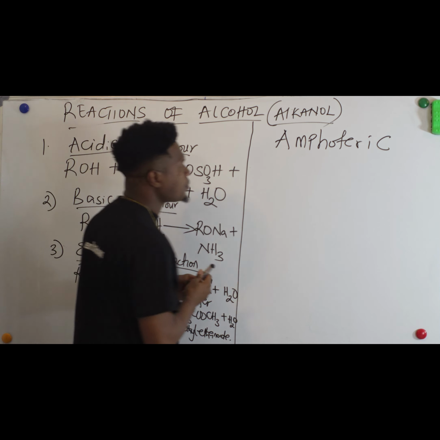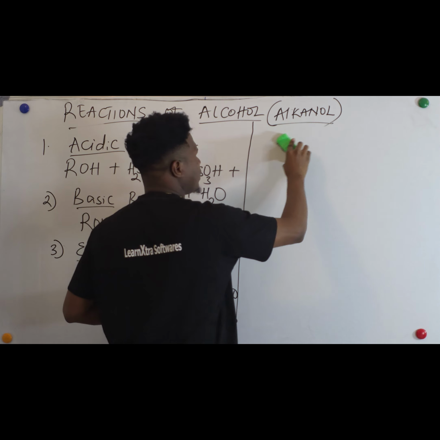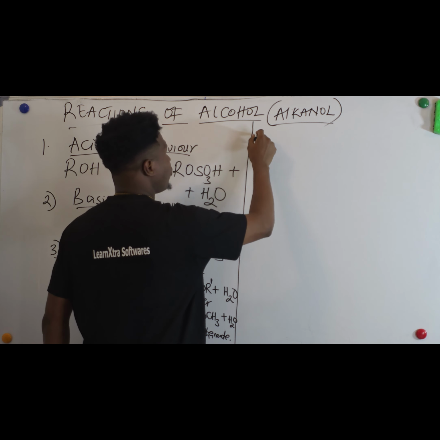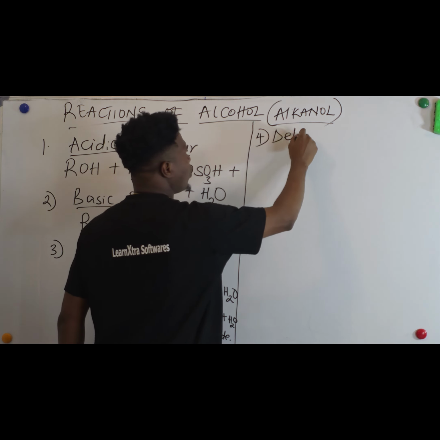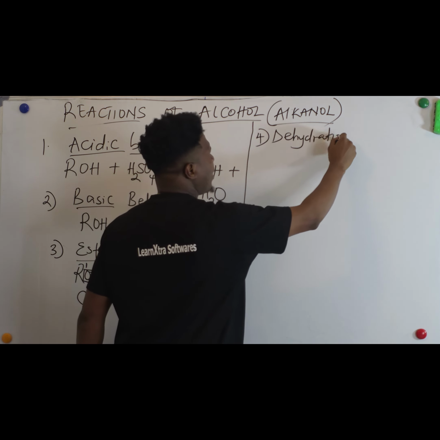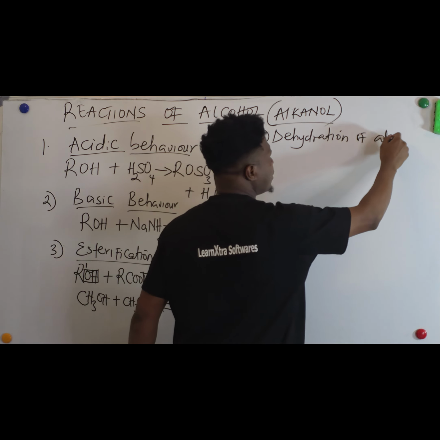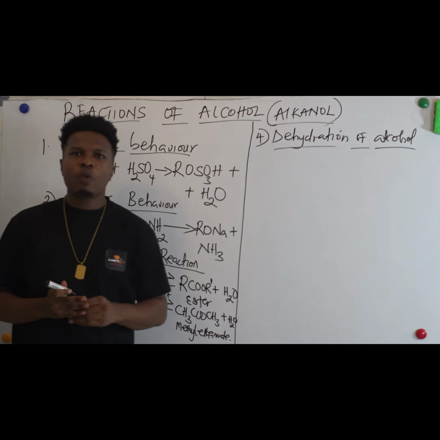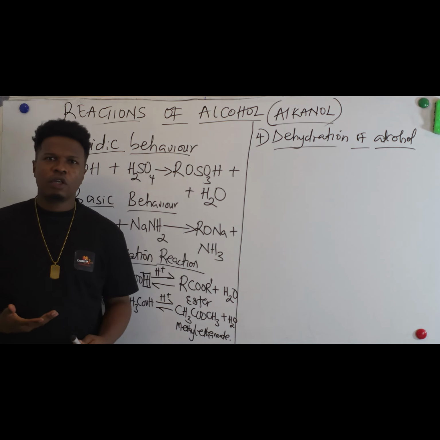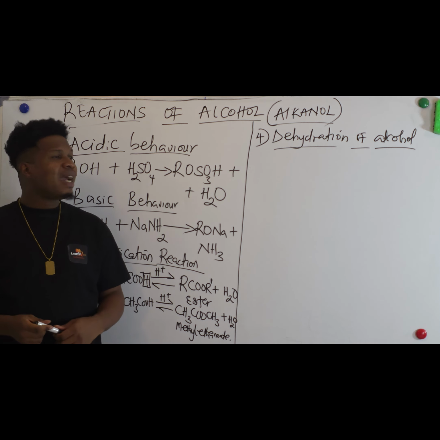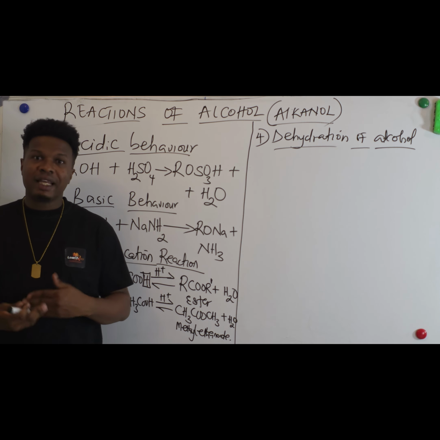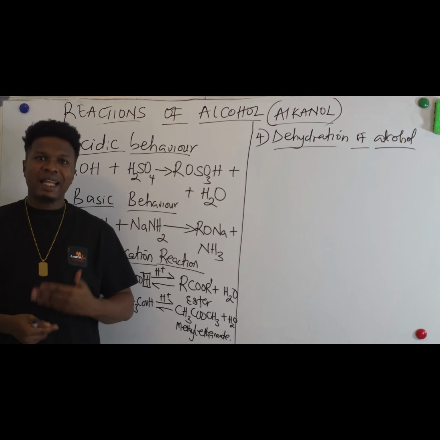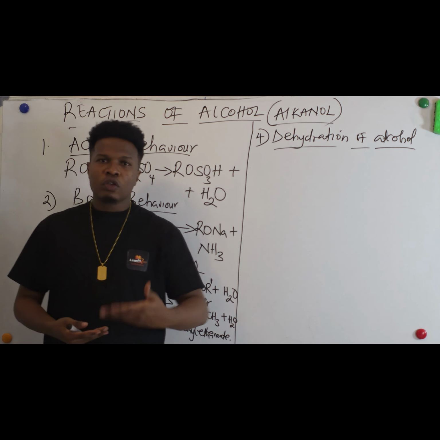Now let's look at the next reaction. The next reaction we'll talk about is dehydration of alcohol. That was number 4. Remember that when we say dehydration, we simply mean removal of a water molecule. So when you remove a water molecule from an alcohol, you get a product. Now this dehydration is of two phases. It can take place at high temperature or low temperature. The dehydrating agent we use is concentrated sulfuric acid.